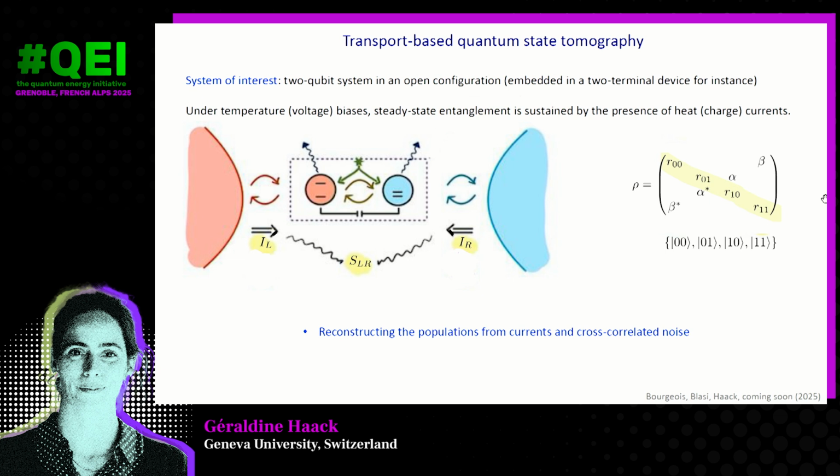And so what we showed, and I will explain briefly how we did it, is that from the currents flowing from the left and right reservoirs, and from the cross-correlation noise between the two currents, we can access the populations. That's enough to reconstruct the populations. And now we must also access the off-diagonal terms. And for this, we propose to use the time derivatives of the currents. And I will show you why it works. But this is our main result.